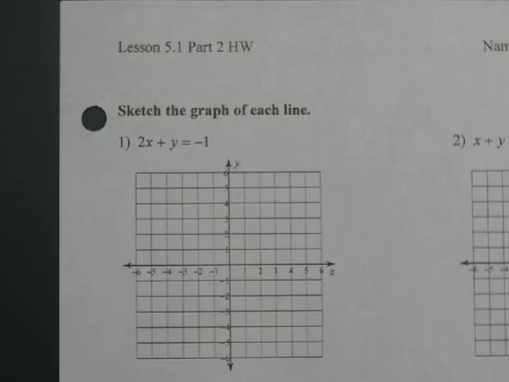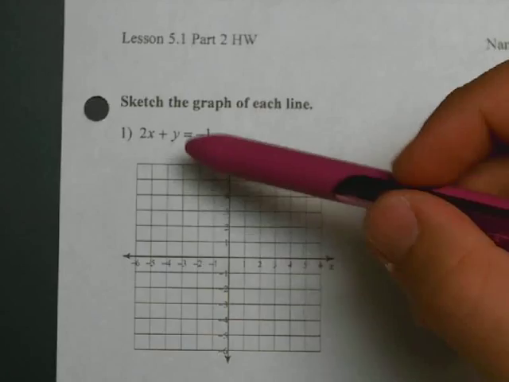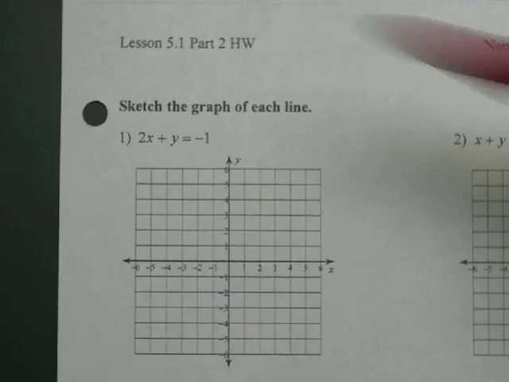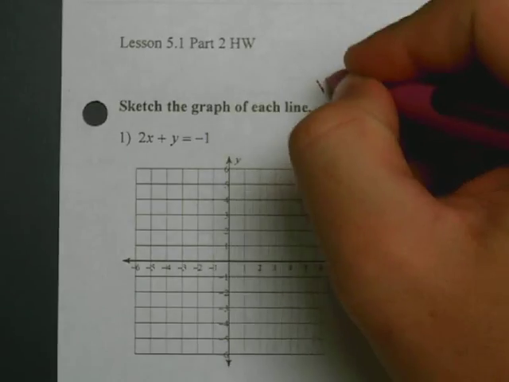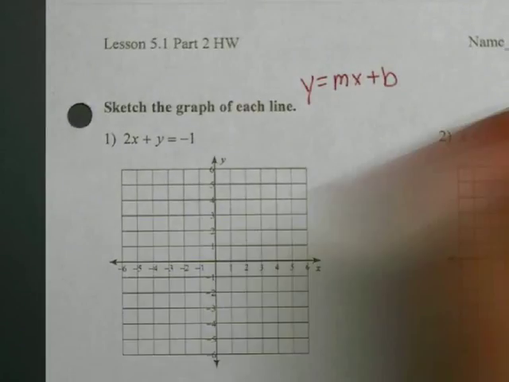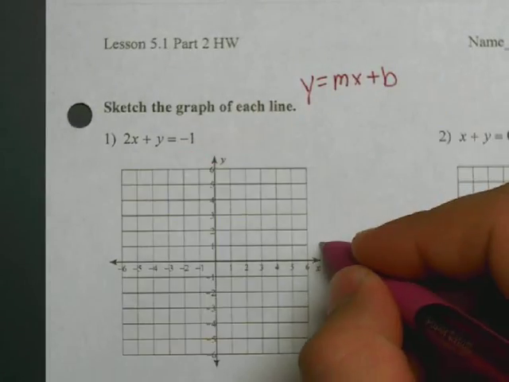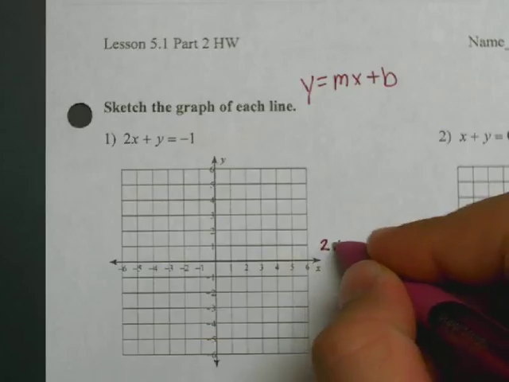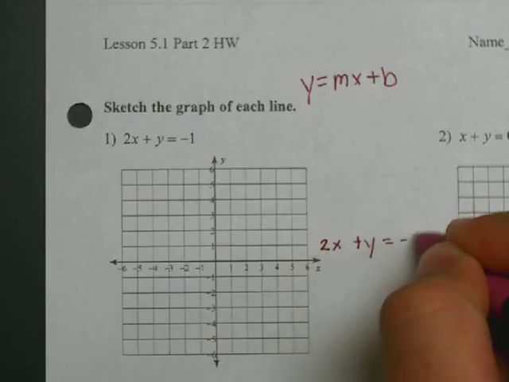Okay, so let's jump right into this. Let's look at number 1. Here's the first thing we're going to have to do before we can graph this line. Currently, this is in standard form. We need it to be in slope-intercept form, which is y equals mx plus b. I'm just going to move this to about right here, right near that x-axis: 2x plus y equals negative 1.